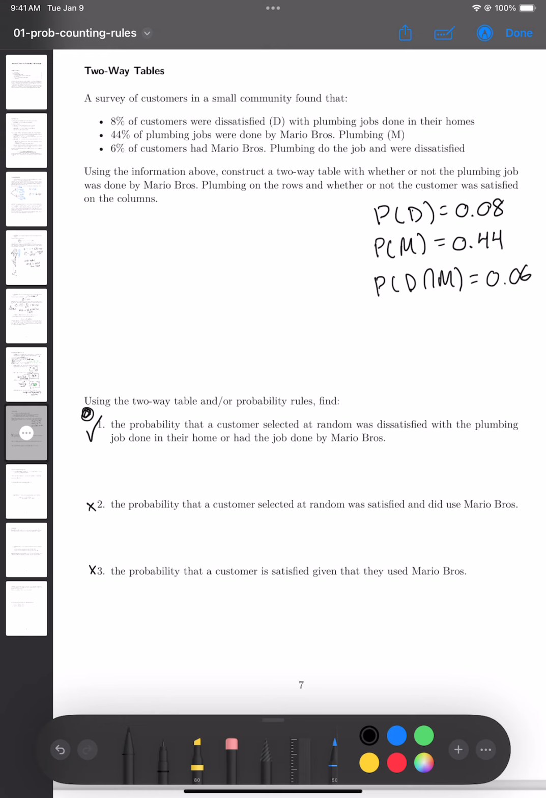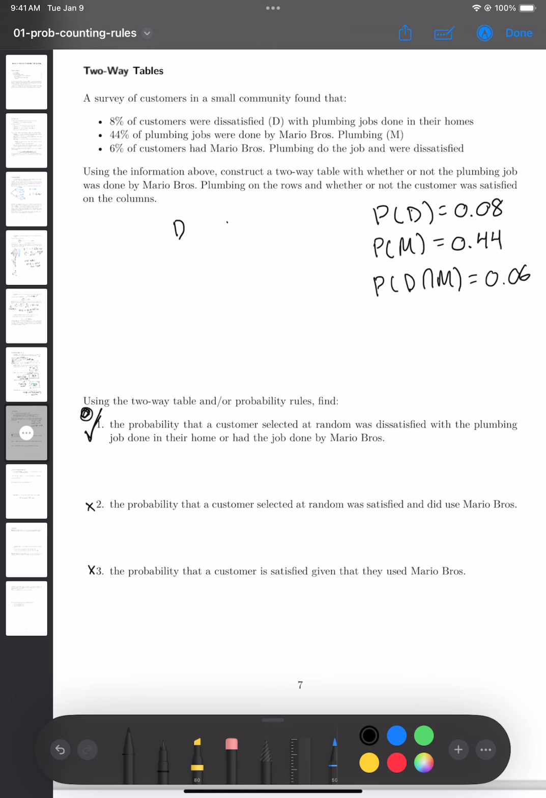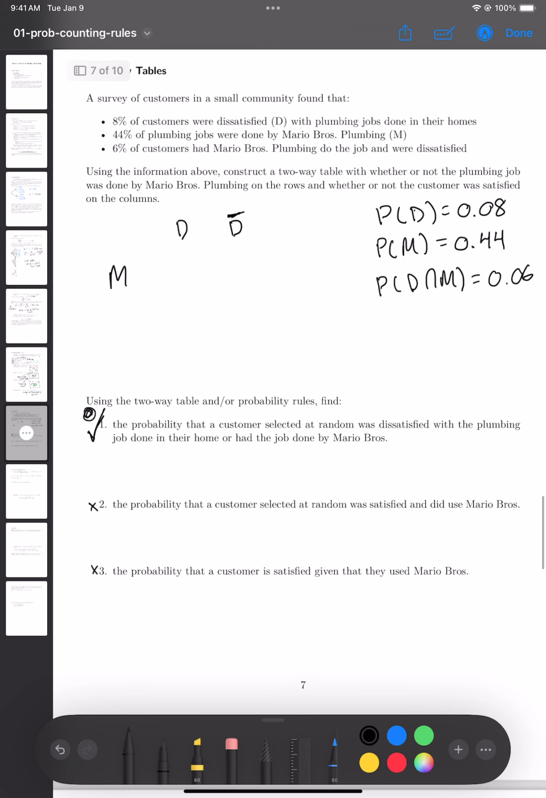And again, just writing this out, I think it's easy to answer this first question now. But the other two are a little bit harder. And so what we're going to do is make a little two-way table. These tables are constructed where you put one of the things of interest on the columns. So I'm going to put dissatisfied and then the complement of dissatisfied. And then Mario Bros. and its complement are going to go on the rows. And so we'll end up constructing this table.